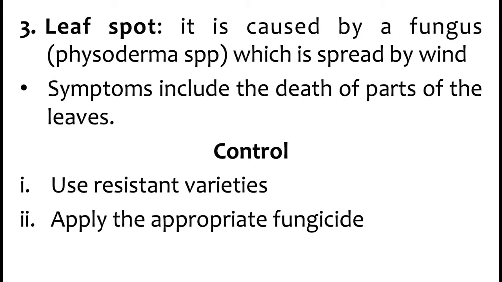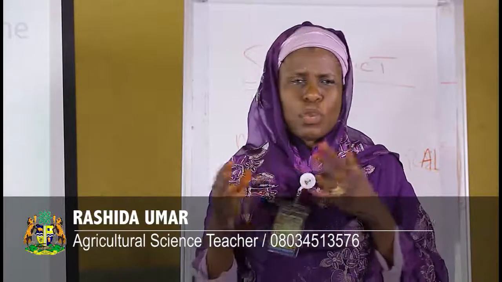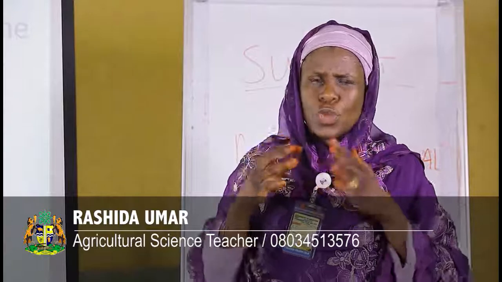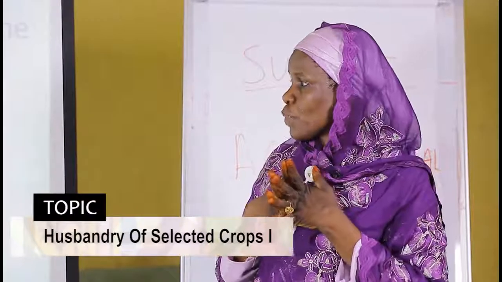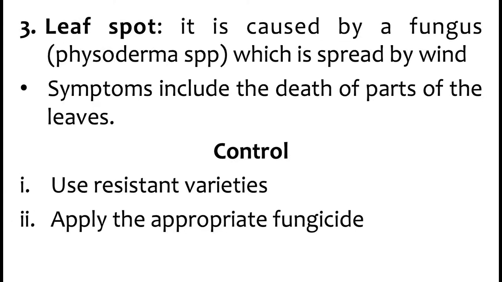Number three, we have leaf spot. Leaf spot is another disease. It is caused by a fungus, Pisoderma species, which is spread by wind. The symptoms include death of part of the leaves. When you observe, you see some parts of the leaves dying or drying and falling off. How do we control this leaf spot? We control it by the use of resistant varieties or by applying appropriate fungicides.